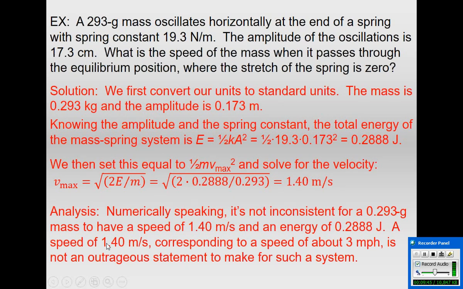So these are very ordinary numbers in real life. You wouldn't expect a spring to cause a mass to oscillate at hundreds of meters per second, nor would you expect it to oscillate at a speed of 100th of a millimeter per second. The fact that it's 1 or 2 meters per second is really not that unreasonable.